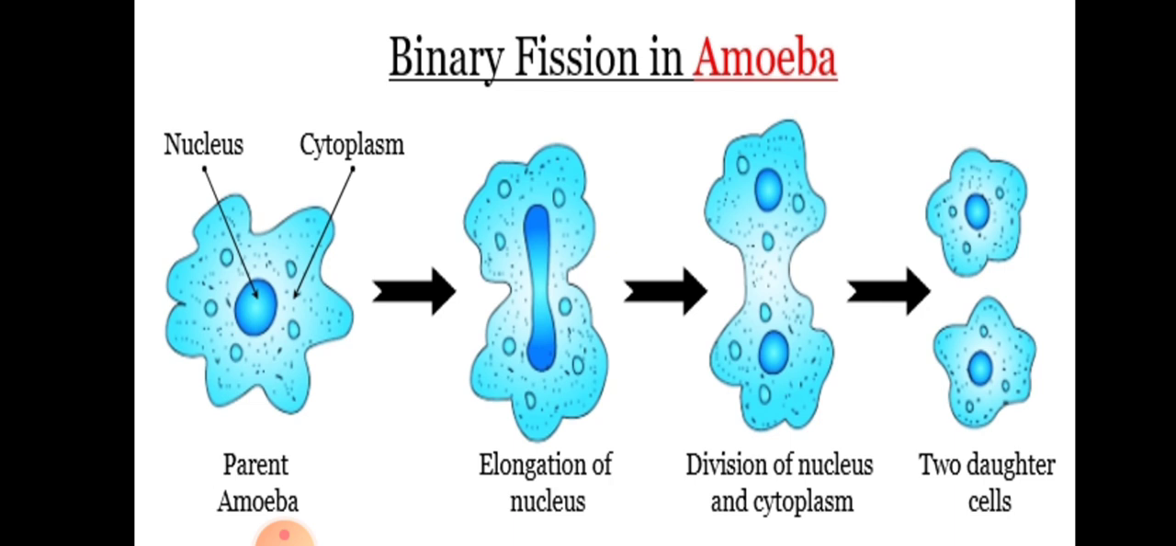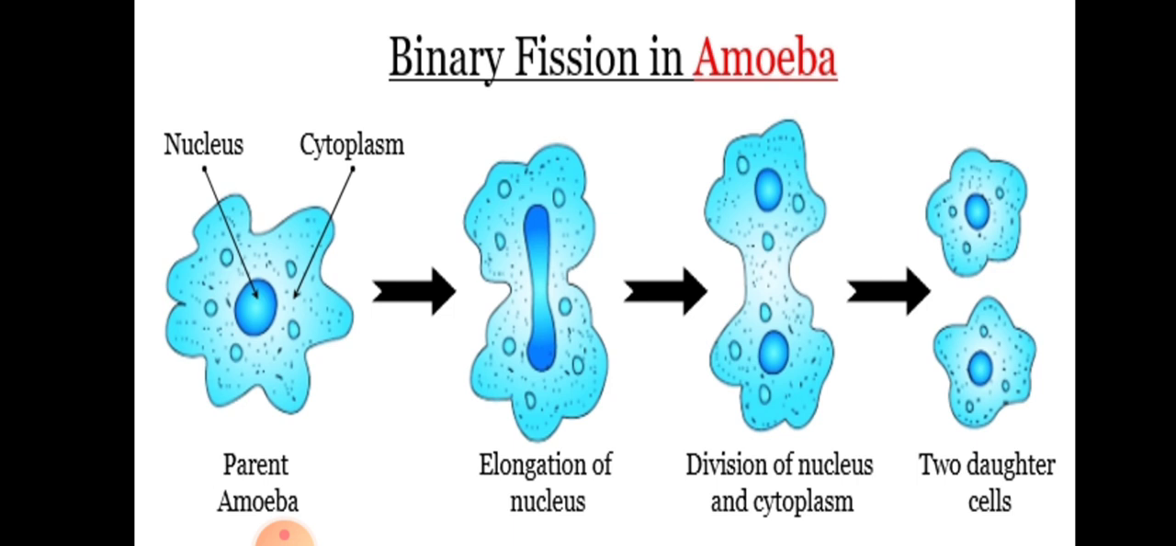In the first picture, the amoeba has a nucleus at the center, surrounded by cytoplasm. As it is a unicellular organism, the single cell performs all the functions. This is the parent amoeba. During binary fission, two equal-sized daughter cells are formed from a single parent. The nucleus elongates, and these two daughter cells are identical to each other as well as to the parent cell. The nucleus and cytoplasm then divide, forming individual daughter cells.